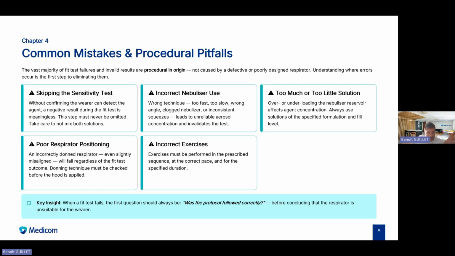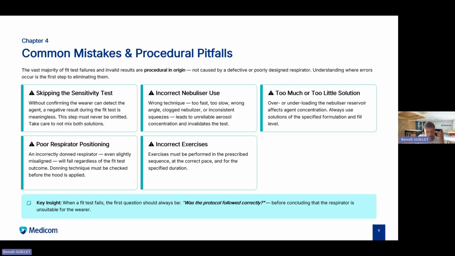So the first step, if you remember what I showed you. The most common error is skipping this very important sensitivity test, which ensures that the wearer can really smell or taste the agent. Other common mistakes are in the nebulizer technique. Incorrect nebulizer use, for instance, inconsistent squeezing, or a clogged nebulizer. It's very important, and we will mention it just after, that you ensure before the test, with maintenance, that the nebulizer is not clogged. And also an incorrect rhythm for the spray.